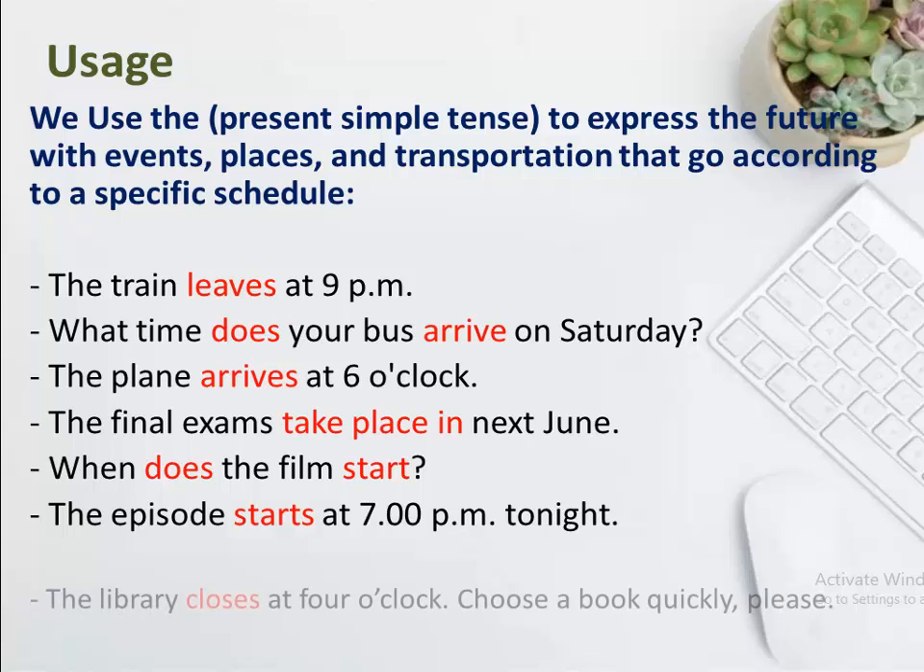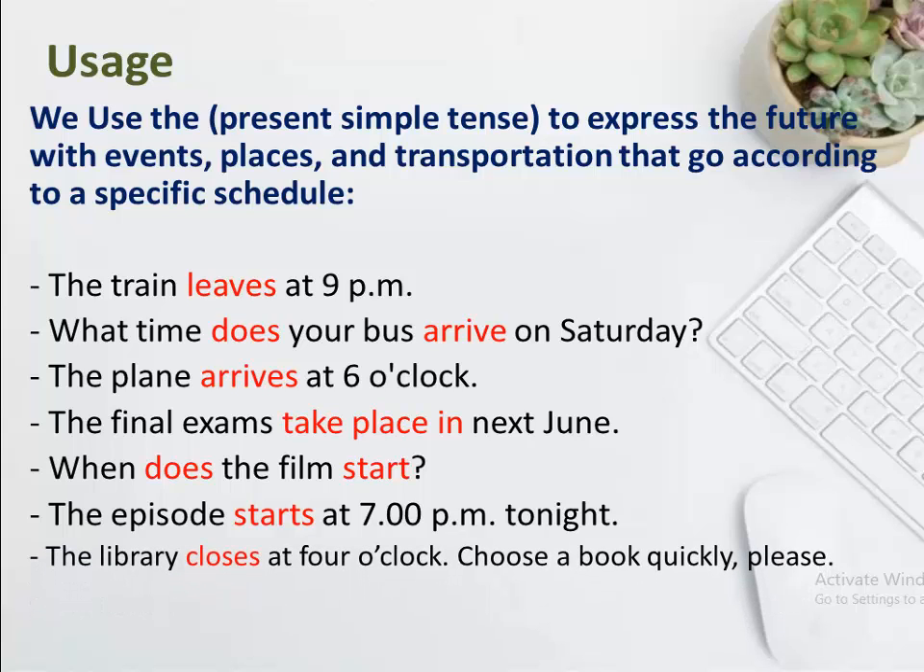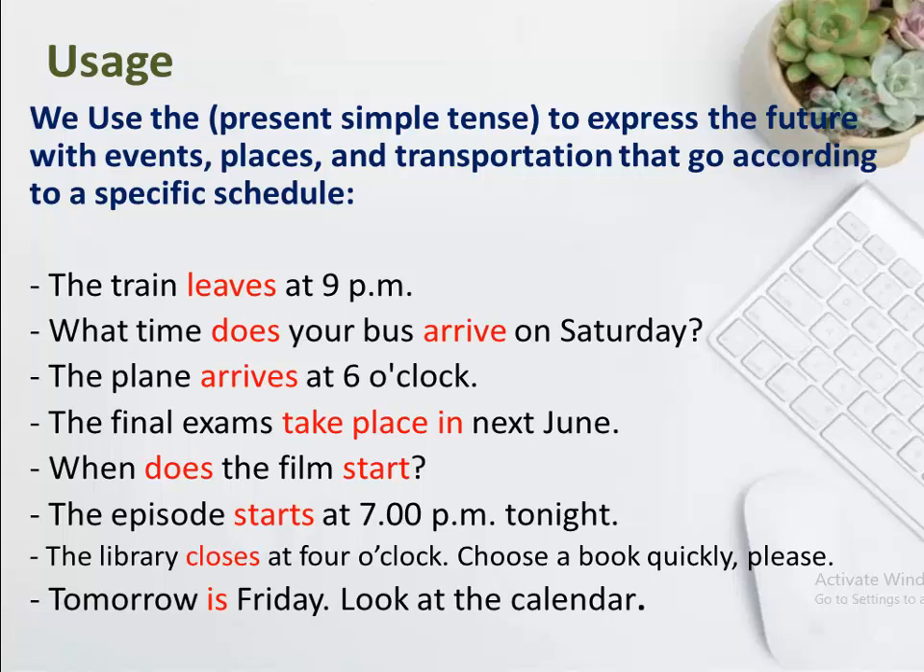Tonight. The library closes at 4 o'clock. Choose a book quickly, please. The library closes at 4 o'clock every day. It's a fixed schedule. Tomorrow is Friday. Look at the calendar. Tomorrow is Friday.